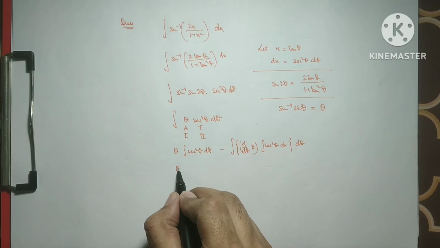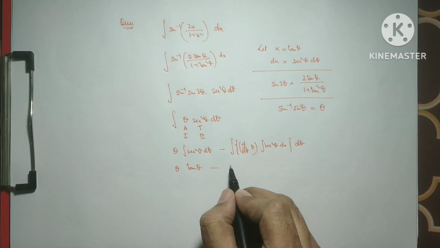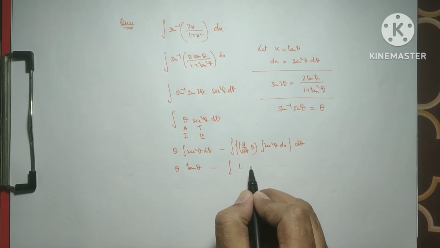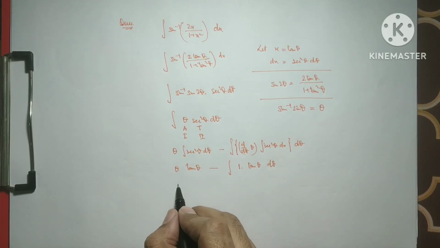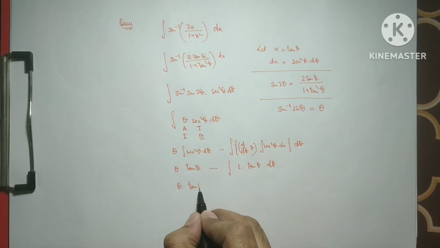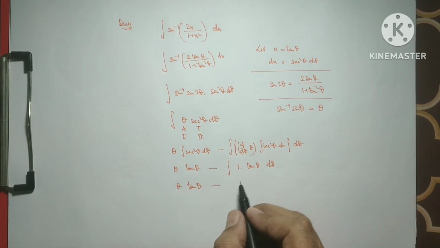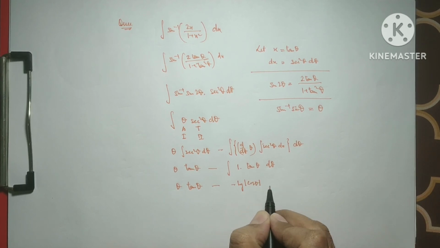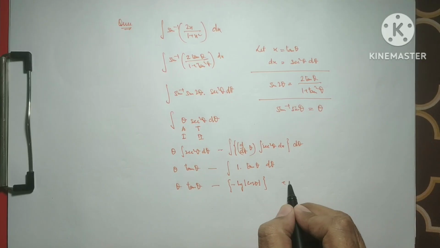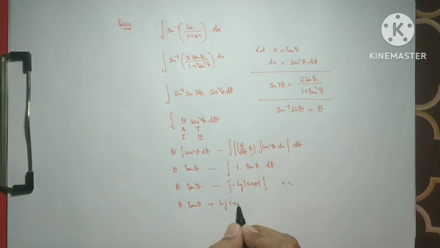So it is theta, and the integration of sec square theta is tan theta, minus the differentiation of theta which is 1, and this is tan theta d theta. So it is theta tan theta and this is minus log cos theta. Integration of this is minus log of cos theta. So right now we have theta tan theta plus log cos theta.